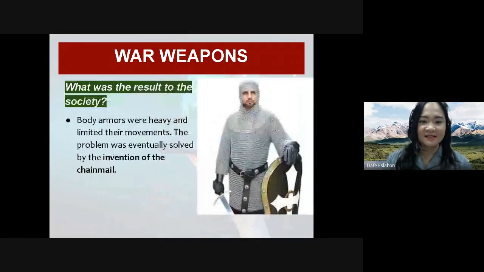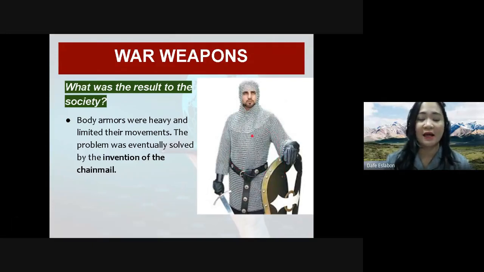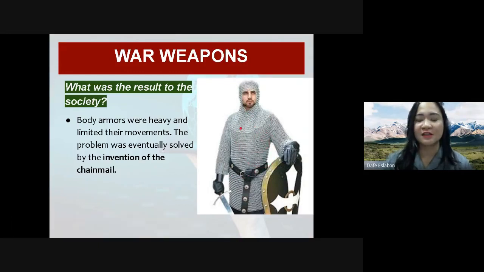And what else? What was the result or outcome to the society? Because of this invention, it led as well to body armors that would protect the soldiers. However, these body armors were too heavy for the soldiers to carry. So this led to the invention of chainmail. As you can see, chainmail looks like this. It's like a body shield or an armor, but it's way lighter compared to steel armors. If you zoom in, it's composed of chains connected together, and at the same time, it will protect your body from close fighting during the war.